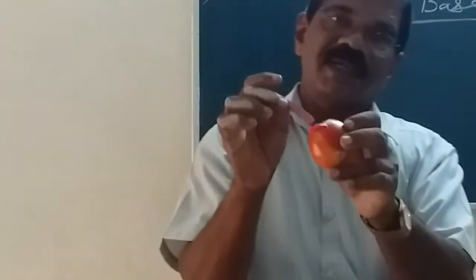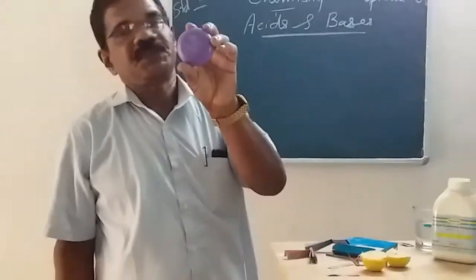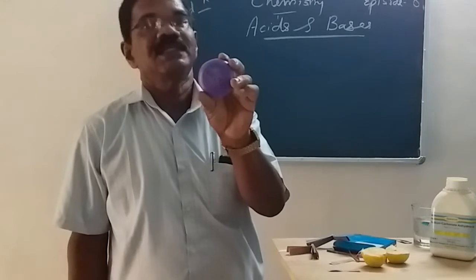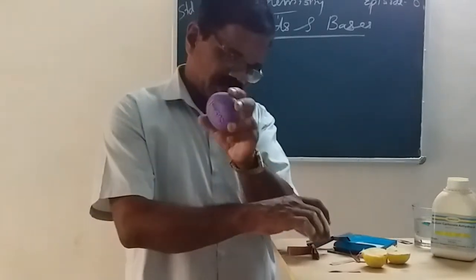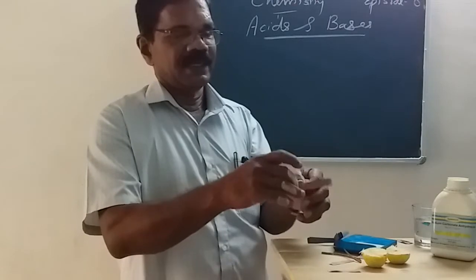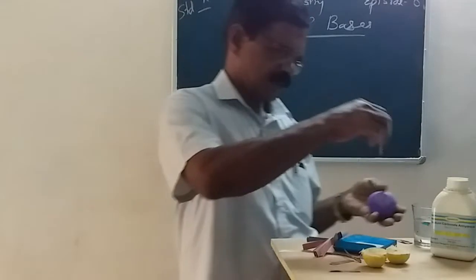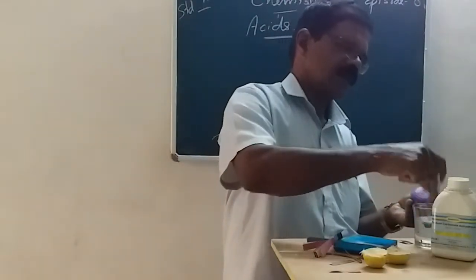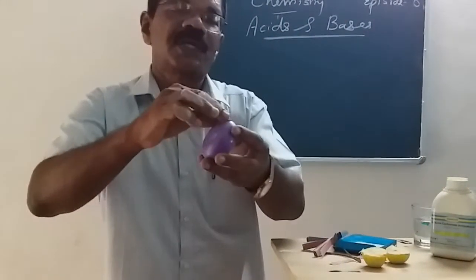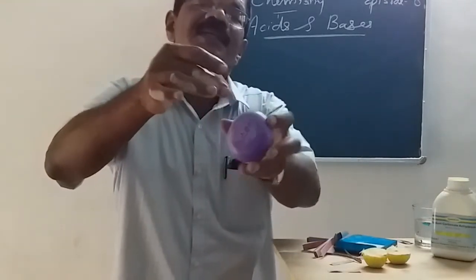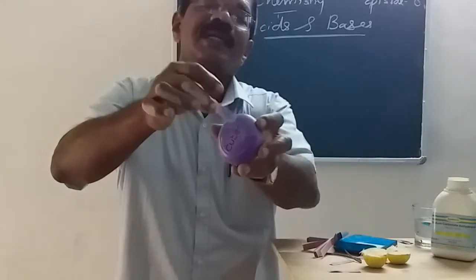We can test a base also. Here we take soap. Soap is an alkali, but what is its main content? The main content of soap is sodium hydroxide and potassium hydroxide. Take a red litmus paper, wet it and paste it on the soap. What is the color change? Red litmus turned blue.